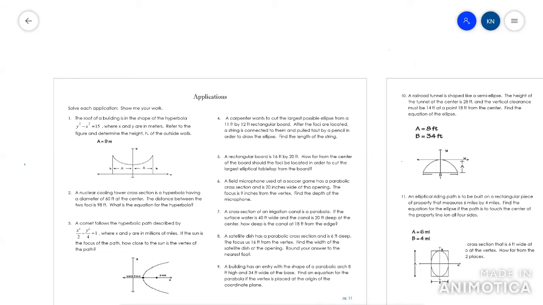Moving right along. We are on number 7. There's a cross section of a canal, and they say it takes the shape of a parabola. So I instantly draw a parabola.